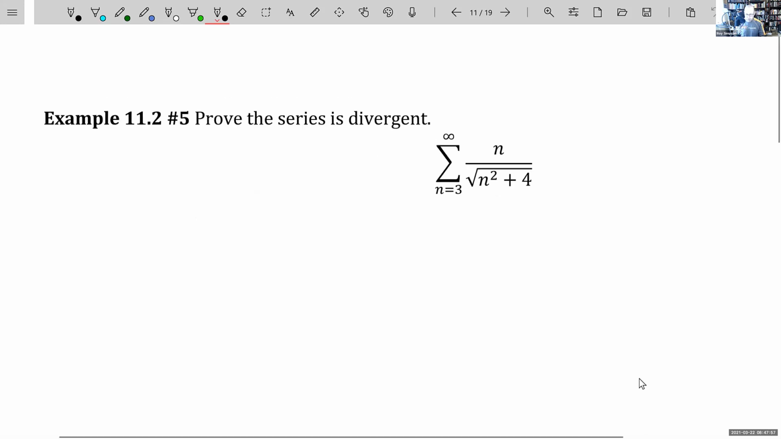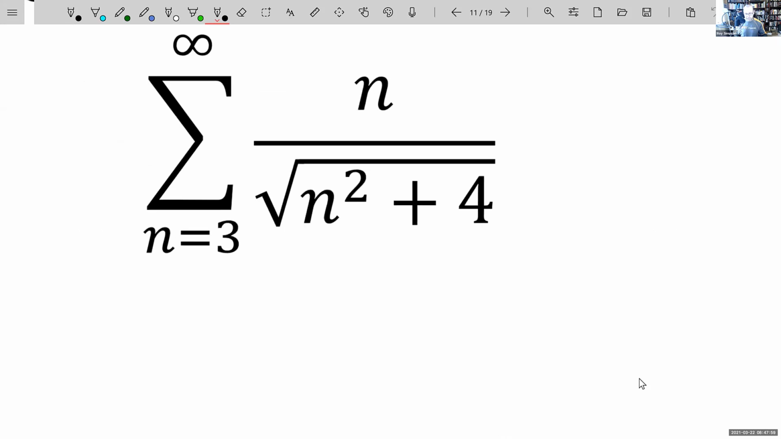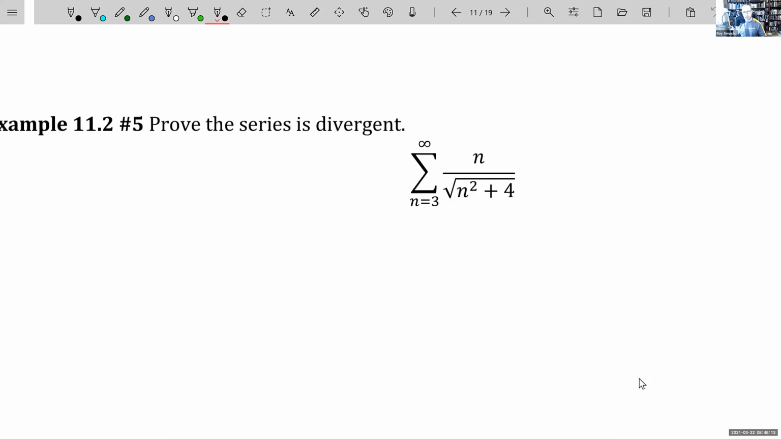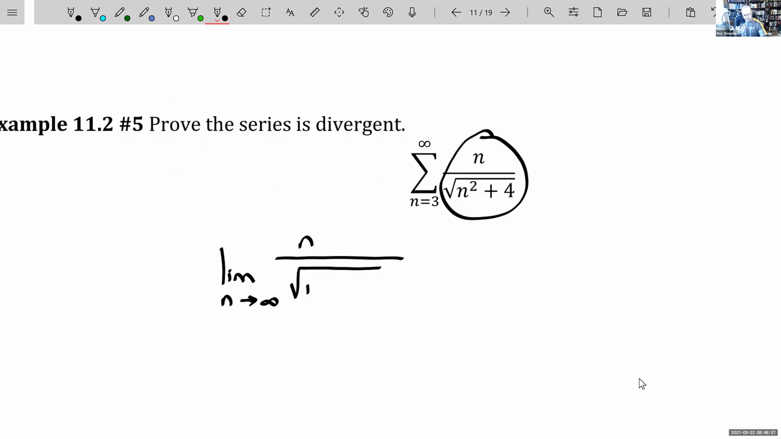Remember we had this one earlier, and we were asked to write out the first few terms of the summation, and then we used a graph to say, oh, this looks like it diverges. Well, guess what? It does diverge. Let's go ahead and prove it. We'll take the limit of the base sequence that this series is based upon: the limit as n goes to infinity of n over the square root of n squared plus 4.